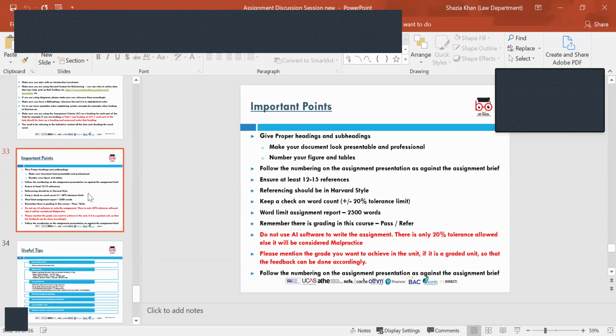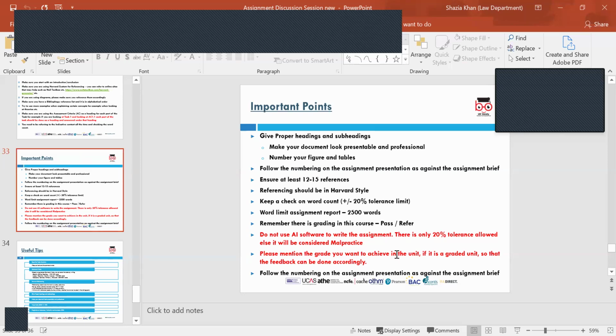Make sure you're reading everything. Ensure at least 12 to 15 references. And again, referencing should be the Harvard system of referencing. Keep a check on the word count, with a plus 20%, minus 20% tolerance limit, which we'll go through a little bit. Remember, there's a grading in this course. It's a pass or a refer.